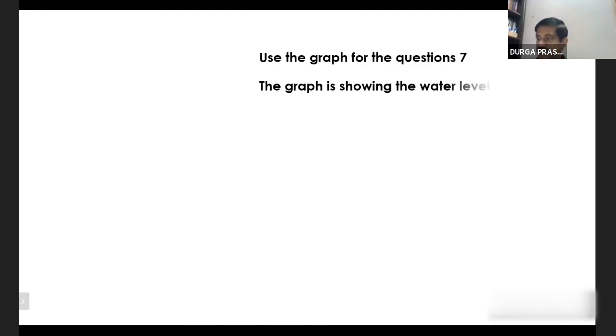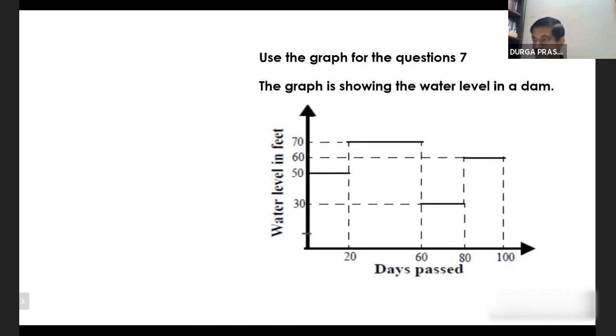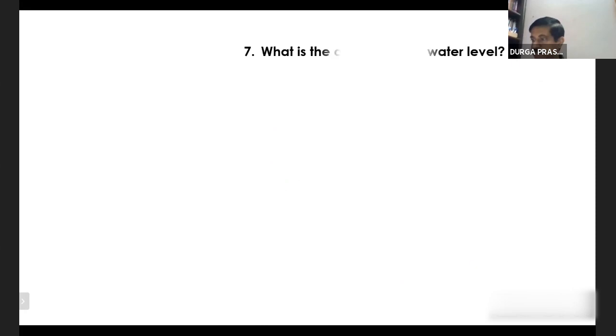Let us look at the next question. Again, the graph is the same. Now look at this. What is the average daily water level? So average means here we should take weighted mean. Weighted mean. Weighted means what?